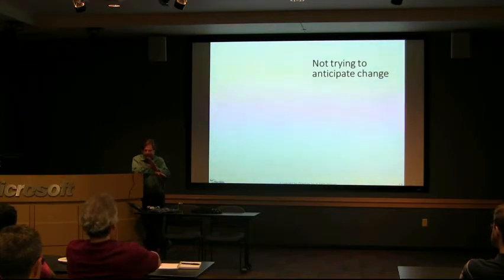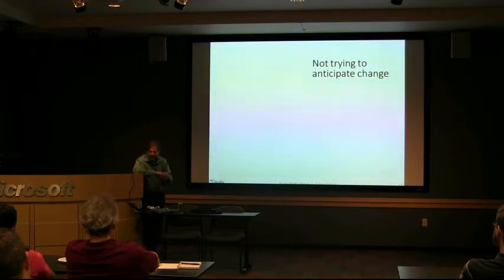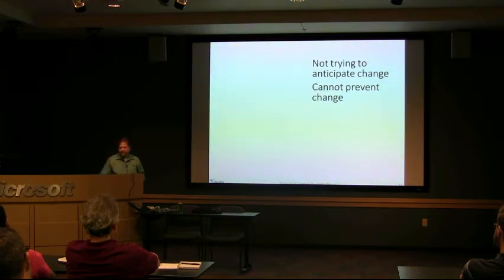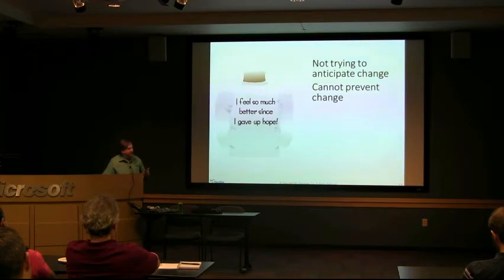The only difference between agile architecture and that kind of architecture is we don't anticipate it, but we prepare for it. So agile architecture isn't trying to anticipate more. It's just trying to say, since we can't prevent change, we have to know it's going to happen. We have to accept that it's there.